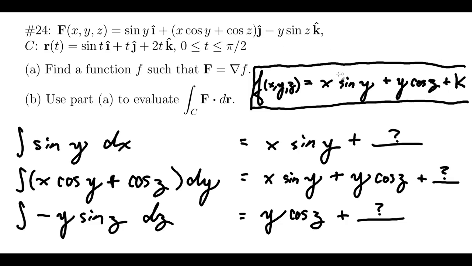Take the partial of this with respect to z. x sine y is constant. The derivative of cosine is negative sine, so we have negative y sine z, and that's what we have there. So that worked out perfectly.